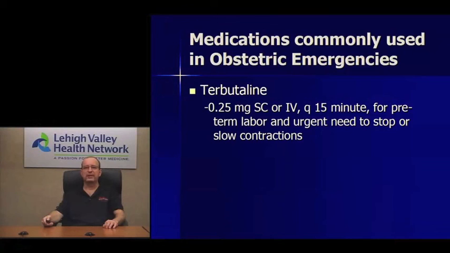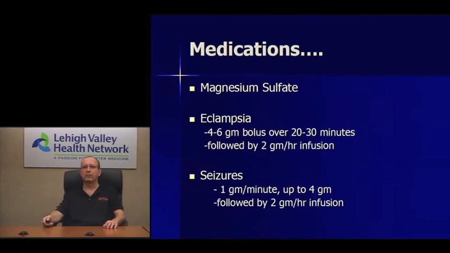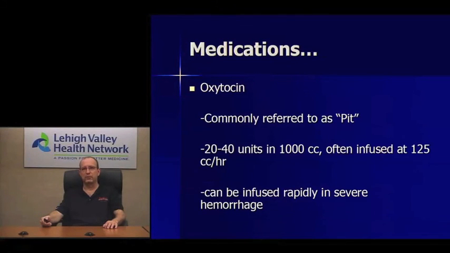But if you absolutely need to stop contractions or slow them down, that's probably going to be your medication of choice. A lot of times, some places will use mag sulfate, and then they'll follow that by a drip to slow contractions. For seizures, we already talked about that. Just to review, 1 gram a minute up to 4 grams, followed by the infusion.